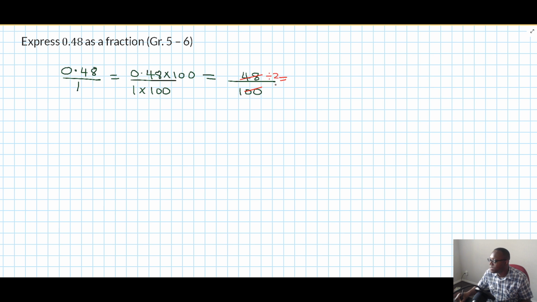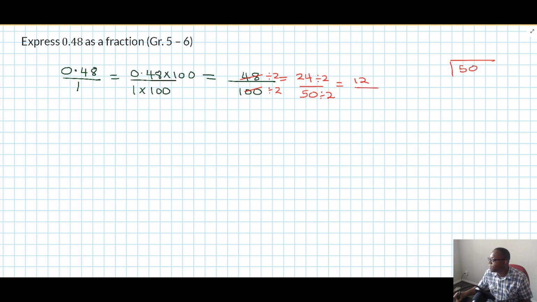Some like to do it this way. I'm fine with that. So that's going to give me 24. And then we have 50. Now we can also go ahead and divide by 2 again, because we have an even number. So we divide by 2, divide by 2. 24 divided by 2 is 12. And if you're not sure what 50 divided by 2 is, let's go ahead and walk through that.